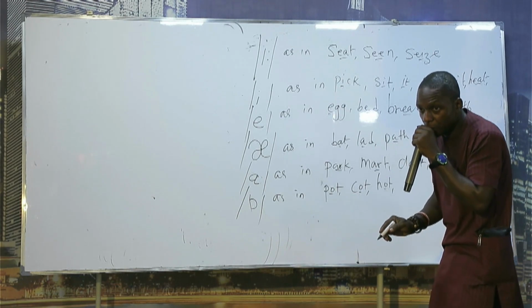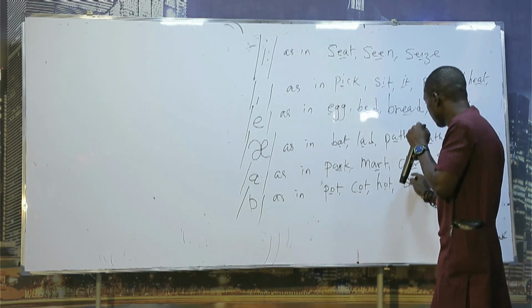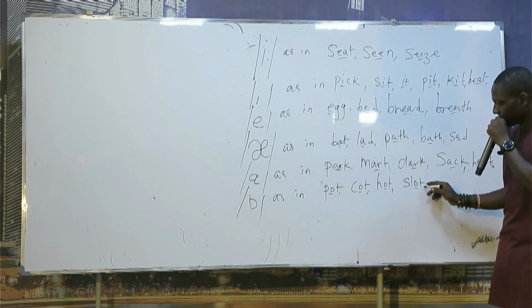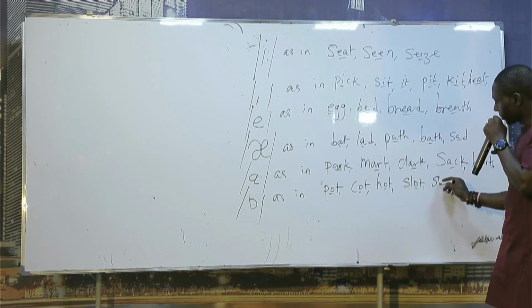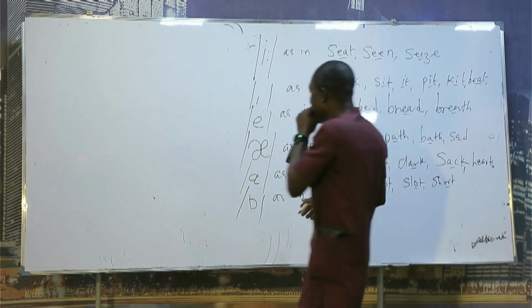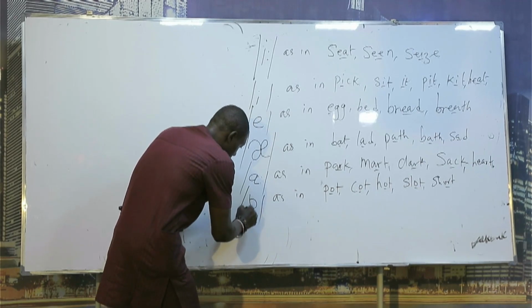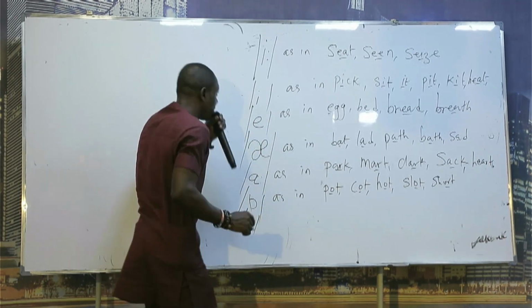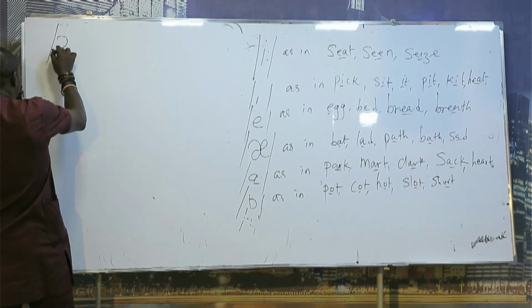Spell. O-R. I have slot. Short. I like that. Number 7. You have the long o sound. Can you see the C over here? Look at it.